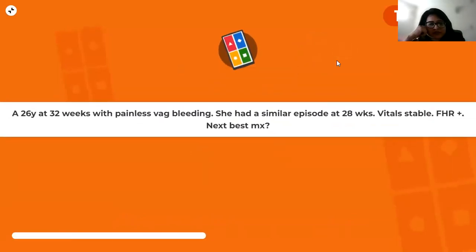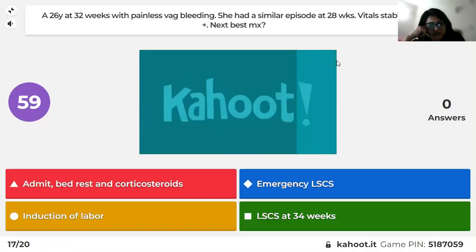26-year-old, 32 weeks with painless vaginal bleeding. She had a similar episode at 28 weeks. Her vitals are stable. Fetal heart is present. What is the next best management?